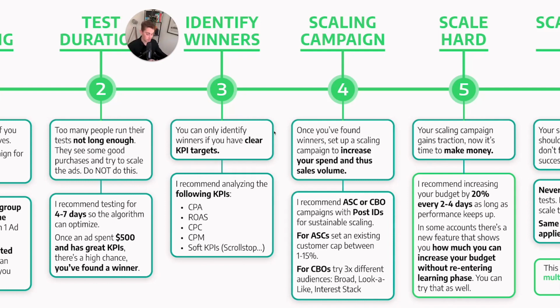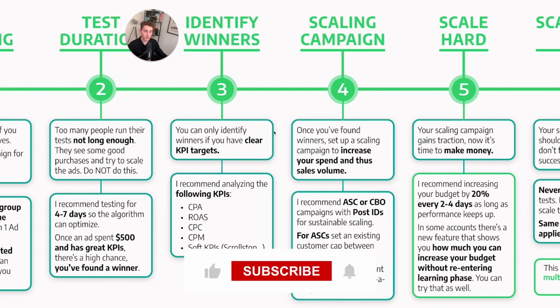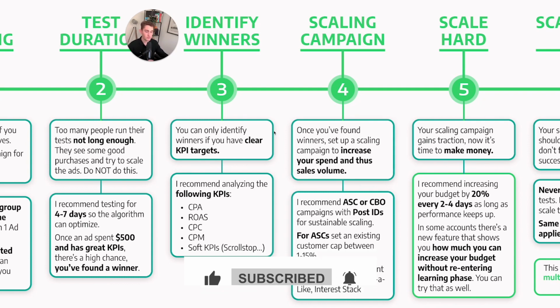Then you go further, you take a look at how is the CPC? Is it scalable? Is it a CPC that is way too high? What is the CPM like? And then what are the soft KPIs like the scroll stop, the thumb stop, or the hold rate? But it needs to be aligned with the CPA and the ROAS. I would like for you to look at the CPA because the ROAS can fluctuate a bit more depending on over and under attribution.